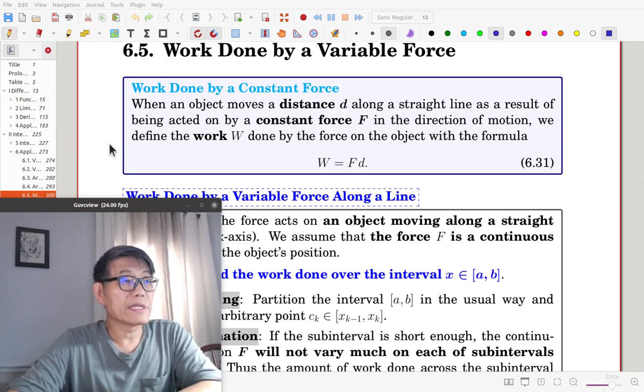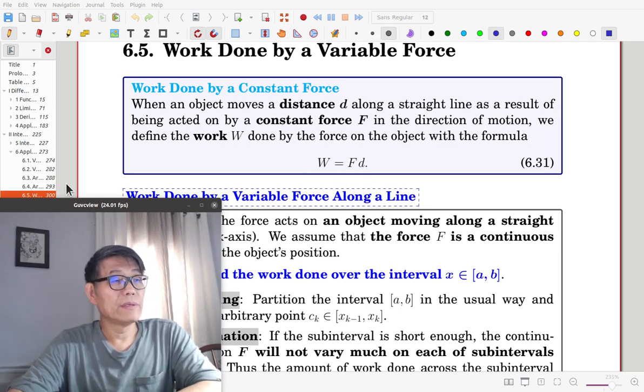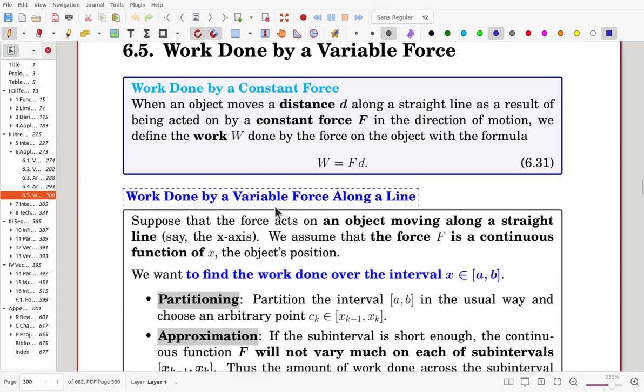It is section 6.5, work done by a variable force. When an object moves a distance d by a constant force F, then the resulting work W must be force times distance. You know that? We'll use the knowledge for the computation of work done by a variable force along a line.